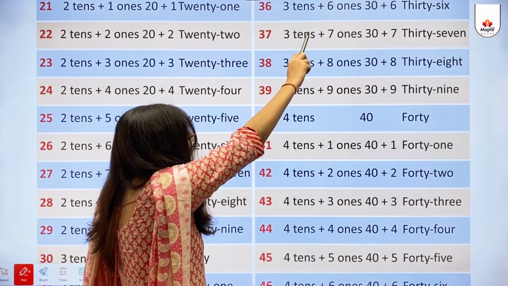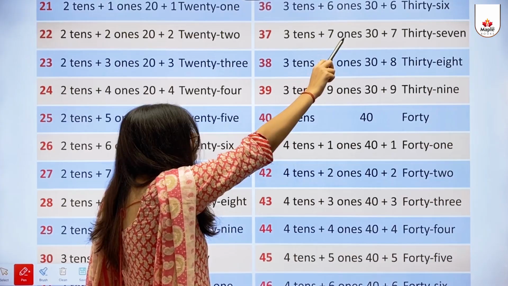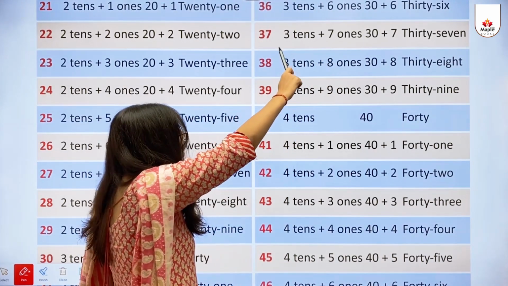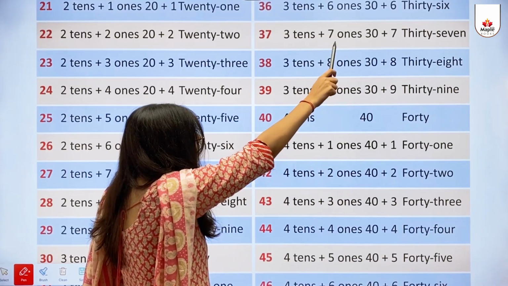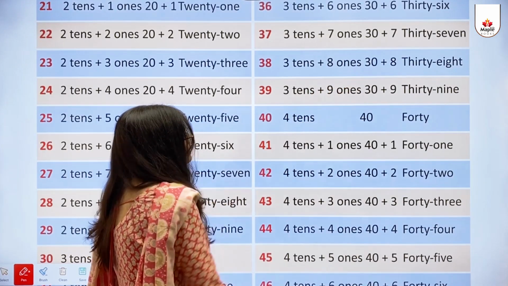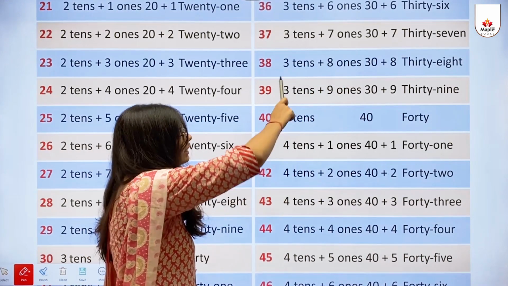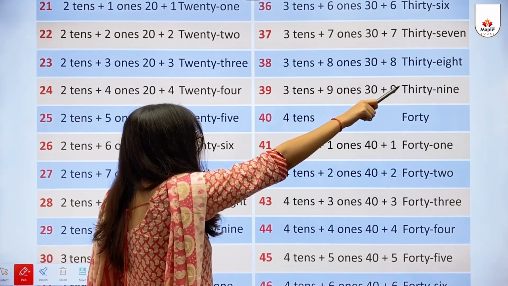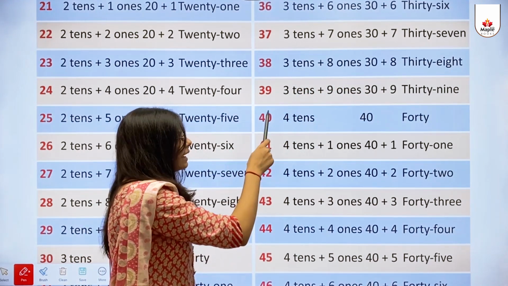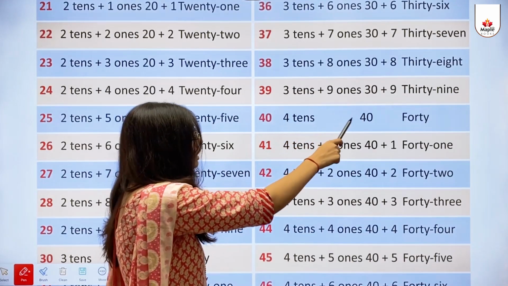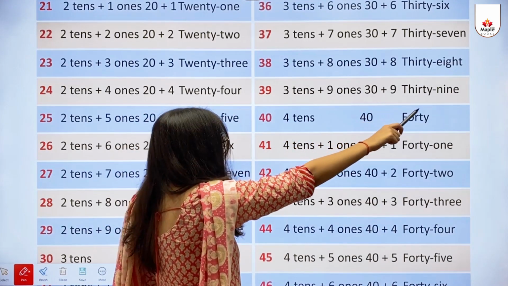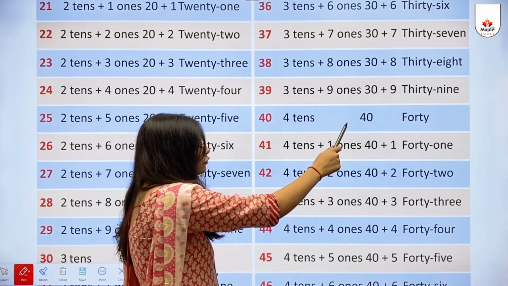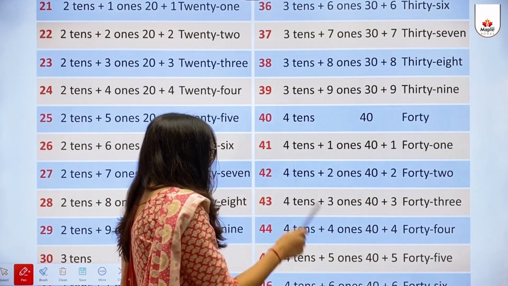36, 3 tens plus 6 ones, 30 plus 6, 36. 37, 3 tens plus 7 ones, 30 plus 7, 37. 38, 3 tens plus 8 ones, 30 plus 8, 38. 39, 3 tens plus 9 ones, 30 plus 9, 39. 40, 4 tens, 40.